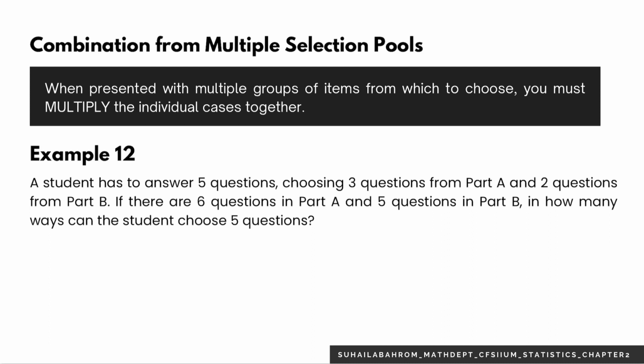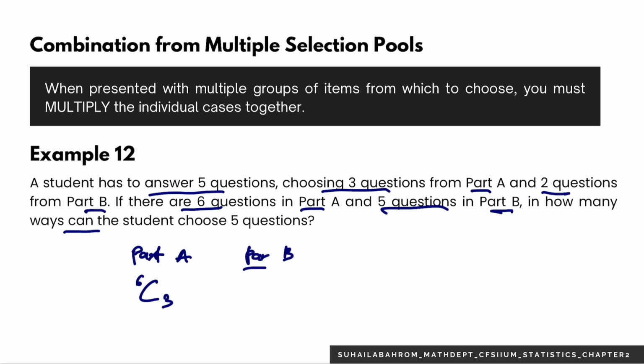Now let's look at the next one, combination from multiple selection. A student has to answer 5 questions, choosing 3 questions from part A and 2 questions from part B. If there are 6 questions in part A and 5 questions in part B, how many ways can the student choose 5 questions? From part A, we have 6 questions for the student to choose only 3, and for part B there are a total of 5 questions to choose only 2.